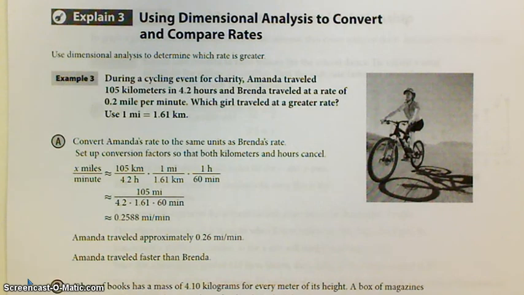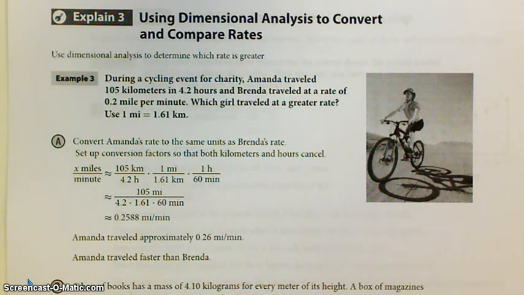Okay, this is a continuation of Module 1, Lesson 2. Using dimensional analysis to convert and compare rates. So during a cycling event for charity, Amanda traveled 105 kilometers in 4.2 hours. And Brenda traveled at a rate of 0.2 miles per minute. So which girl traveled at a greater rate?